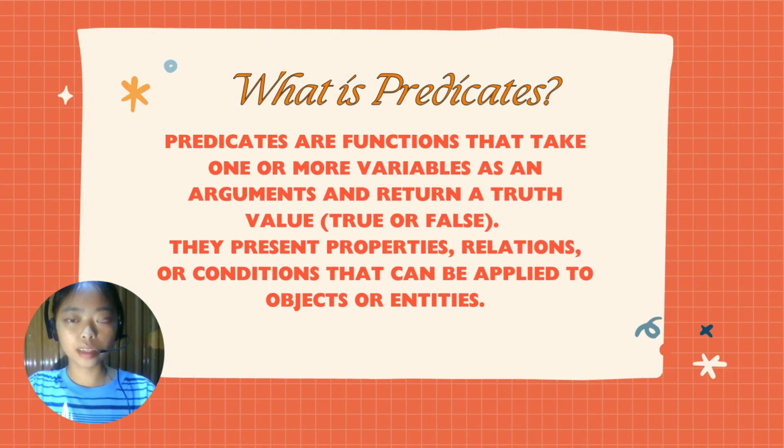So what are predicates? Predicates are functions that take one or more variables as an argument and return a truth value, which is true or false. They represent properties, relations, or conditions that can be applied to objects or entities.